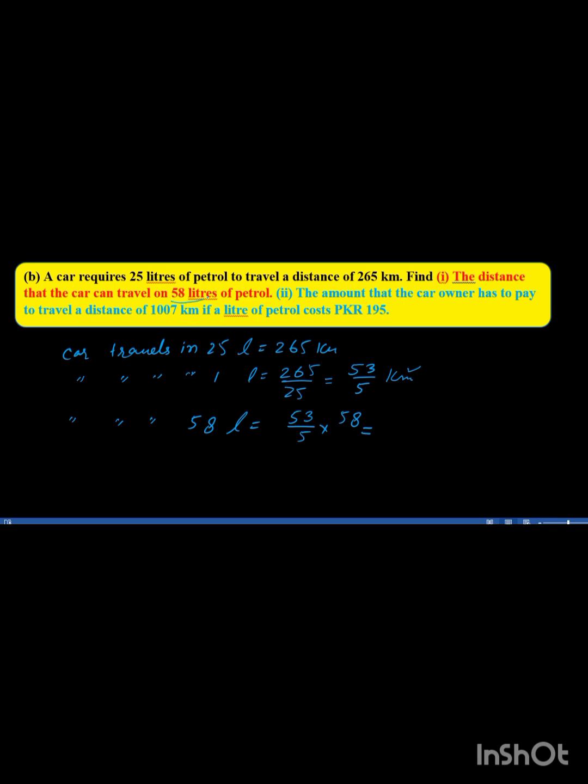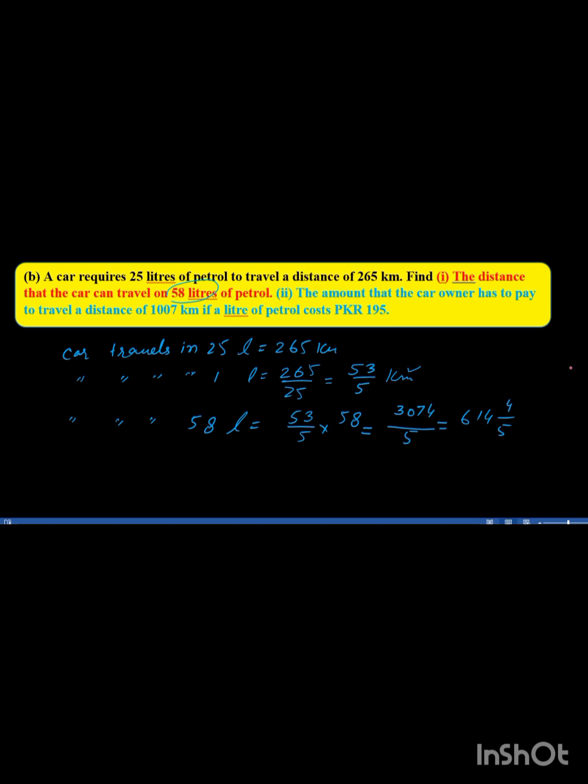This is right. So you can multiply 53 by 58. It's a long multiplication. To save time, I use a calculator to multiply these two values. So after multiplication we will get 3074 divided by 5, and now you can change this answer into the simplest form, means into a mixed number. So after division you will get the answer 614 4 over 5. Clear?